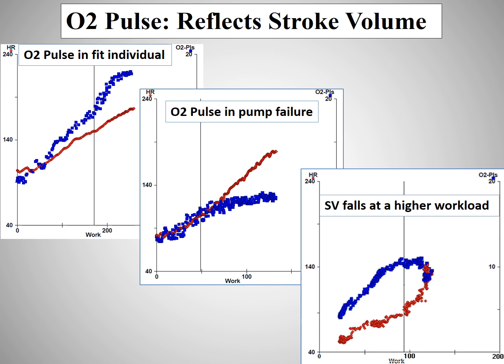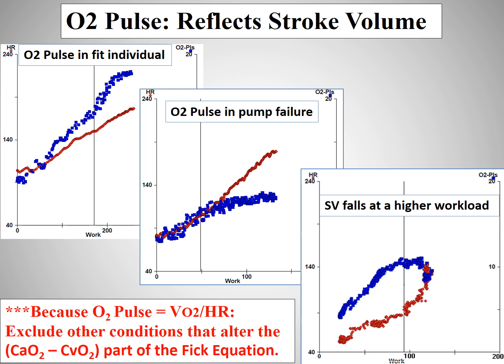In this subject, not only does the O2 pulse plateau prematurely at a reduced VO2, but the stroke volume actually starts to fail, decreasing in the latter stages of exercise, with the heart rate markedly increasing, trying to compensate. Again, it is important to be reminded that there are other non-cardiac factors that can decrease the VO2 besides a reduced stroke volume, and one needs to consider these other conditions that can alter the right side of the Fick equation that we showed in the previous slide.